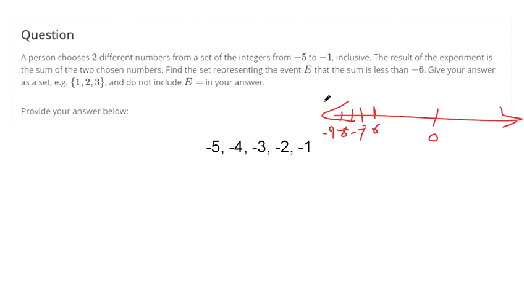The result of the experiment is the sum of two. So we're adding two numbers. We're supposed to find the set representing the event E, that the sum is less than -6. So -5 plus -2 could make -7. -5 plus -3, that could make the -8 that we drew. -5 plus -4 makes -9.